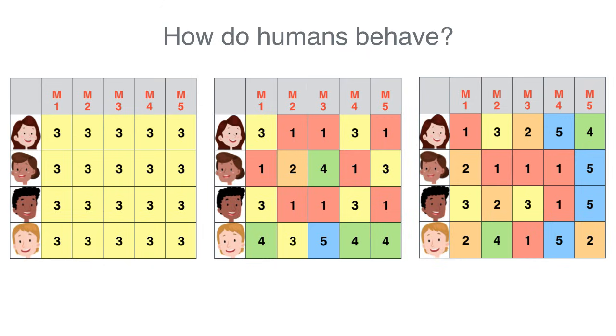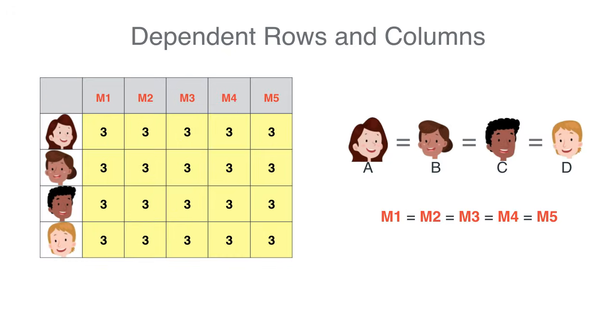So let's analyze them one by one. Let's look at the one on the left where every user gave every movie a rating of 3. So that was not very realistic. It's kind of assuming that all humans have the same preferences and also that all movies are rated the same by every human. So humans have a little more free will than that. So that was not the one.